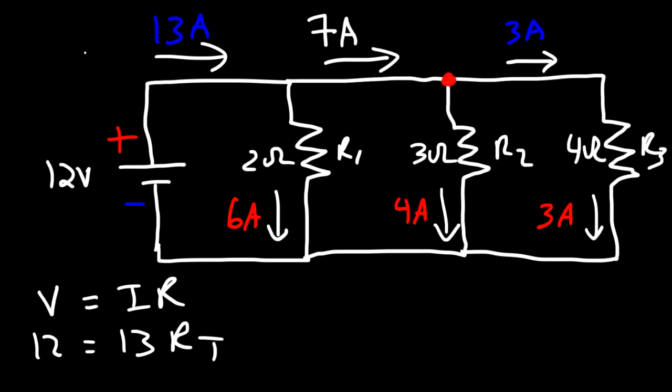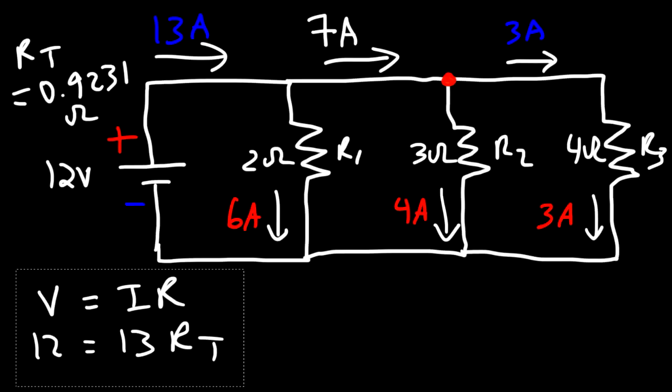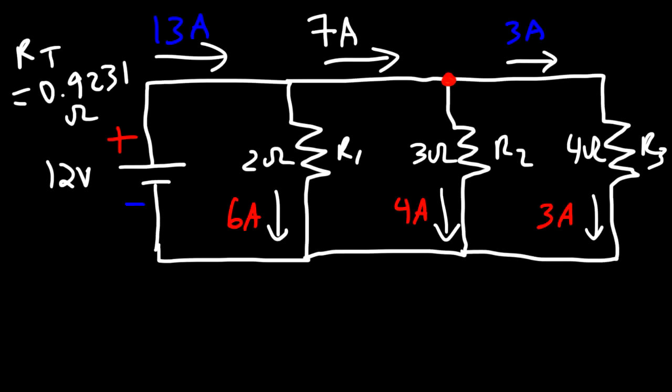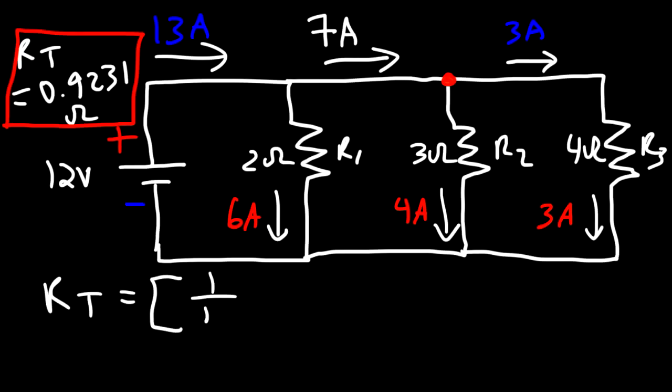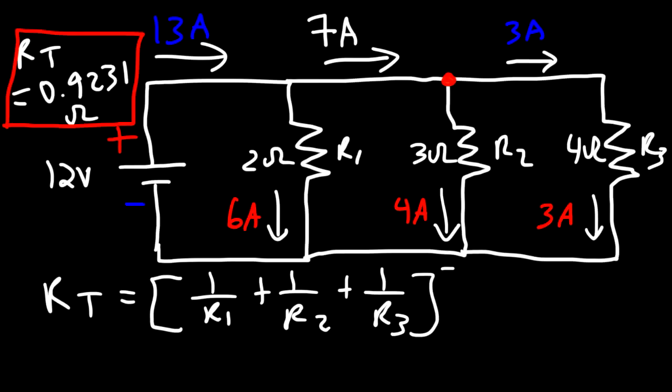which if we round it, that's 0.9231 ohms. Now the second way in which we can get that answer is by using a formula for parallel circuits. So the total resistance or the equivalent resistance of resistors in parallel is going to be 1 over R1 plus 1 over R2 plus 1 over R3, raised to the minus 1.